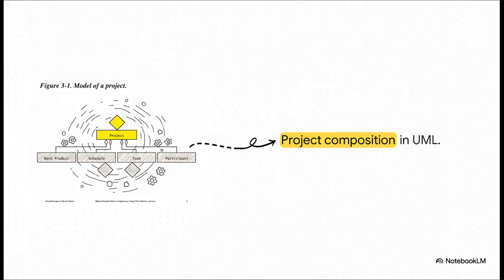Notice how elegantly this UML diagram validates that exact definition. Look at the central entity there, the project, highlighted in yellow. See those little diamond-shaped arrows pointing up to it? In UML, those represent composition. This elegantly proves that a project isn't just loosely related to work products, schedules, tasks, and participants. It is literally composed of them. They are the molecular structure of the whole thing.